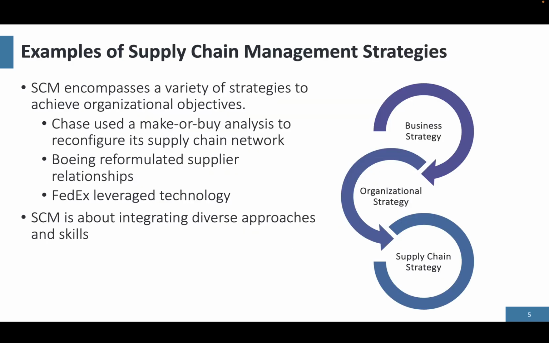So what makes the field of supply chain management so interesting is the wide range of strategies that companies can use in order to get a competitive advantage. So SCM encompasses a variety of strategies to achieve organizational objectives. So you can see in the diagram here, for an organization, they have to come up with its business strategy, followed by an organizational strategy, and then that helps to inform the supply chain strategy that is best to be used. In the reading, there's some examples here, or cases.